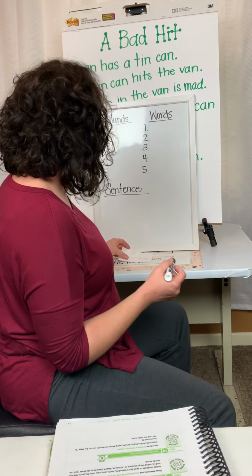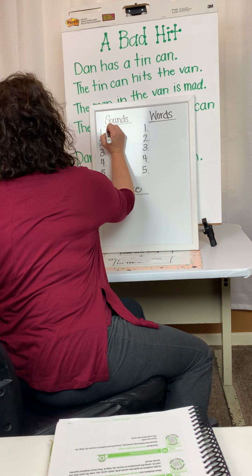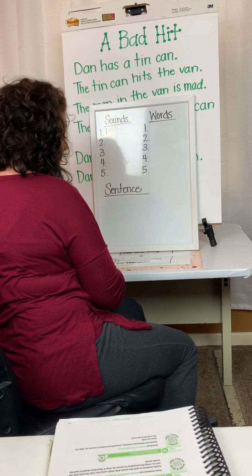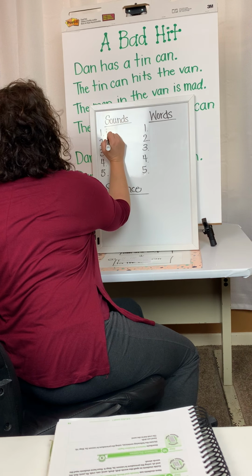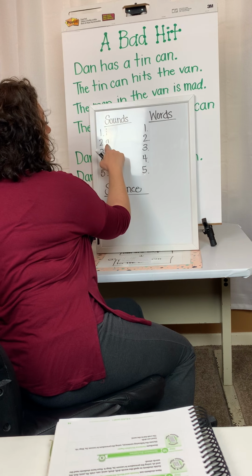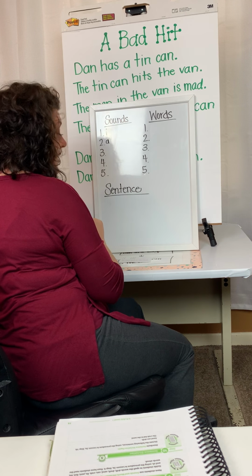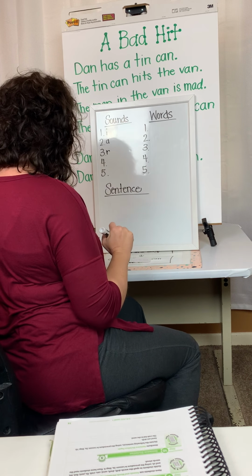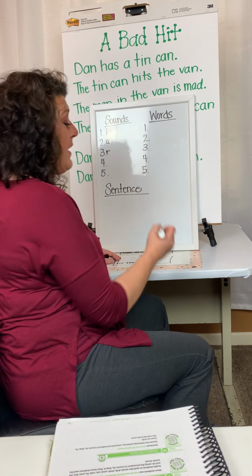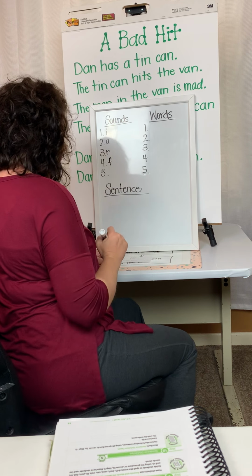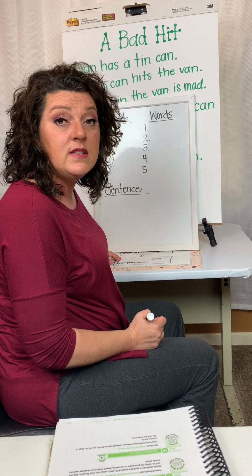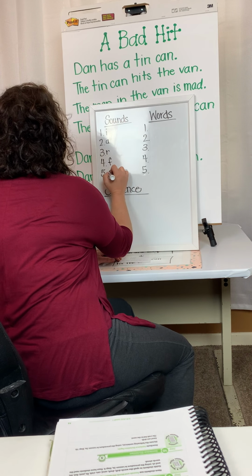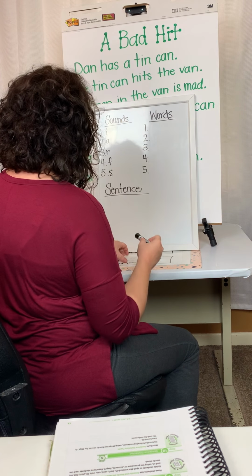All right, let's go ahead and check our sounds. Number one was I. Number two was ah. We spell that with an A. Number three was R, and we spell that with an R. Number four was F, and we spell that with an F. And number five was S, and we spell that with an S. Okay? All right, put your pencils down for just a second.